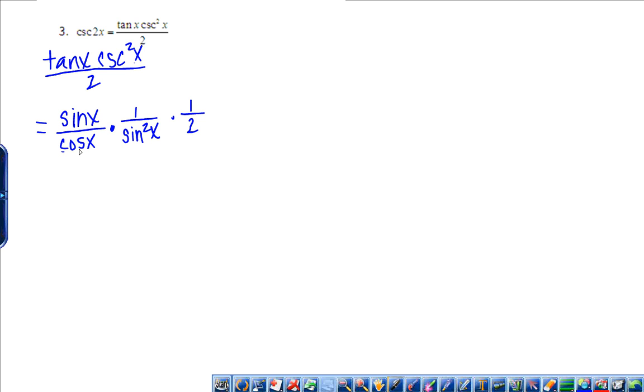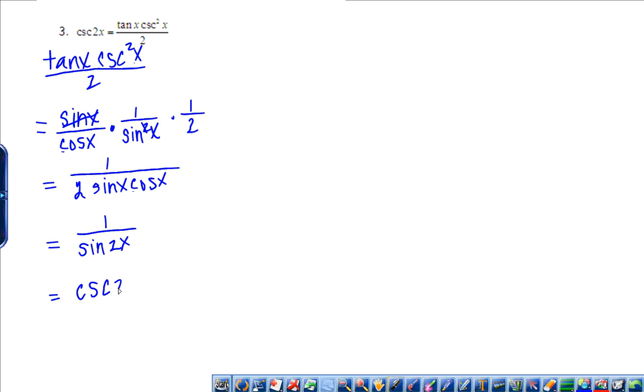It looks like, oh, that makes it really helpful. So that sine's gone, and then one of these sines is gone. So everything is on the bottom. So I've got 1 over. I'm going to go ahead and put it in order. I think I see something. So this is a 2. I've got a sine x, and I've got a cosine x. So this is a double argument. This looks like my sine argument. So this is sine of 2x. And I needed cosecant. So I should be done. Cosecant of 2x. Because that is a reciprocal.